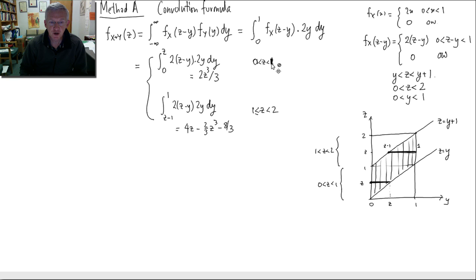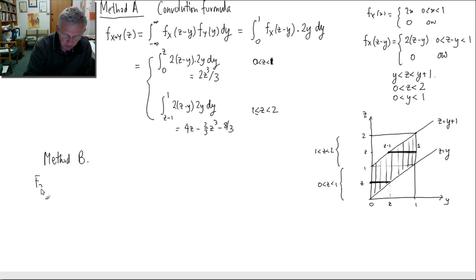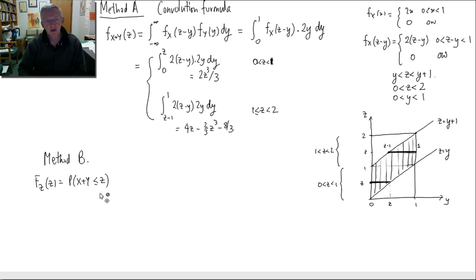Method B, we'll use the distribution function method. And I just want to give you a hint about how to get started with that. You have to get the distribution function, that is the probability that x plus y is less than or equal to z. In the statement of the problem, if you read it carefully, you'll see that you're just told that x and y have the same PDF, but they're not linked in any particular way. And to solve this problem, it really helps to pair them up into a bivariate random point.